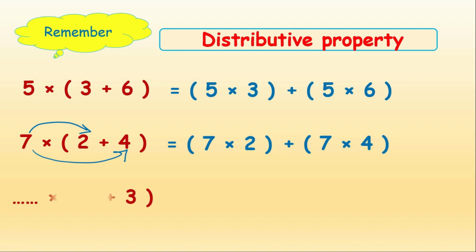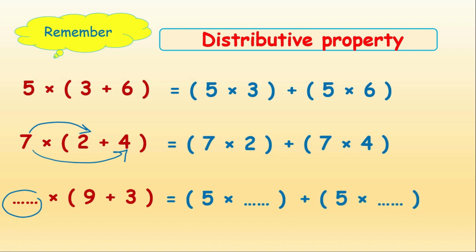Okay, another example. Here it is the reverse of the question. Which number multiplied by 9 plus 3 to get 5 times what plus 5 times what? Okay, look at here. Here must be a common factor. Common factor to multiply by 9 and by 3. It will be common because it must be multiplied by these two numbers.